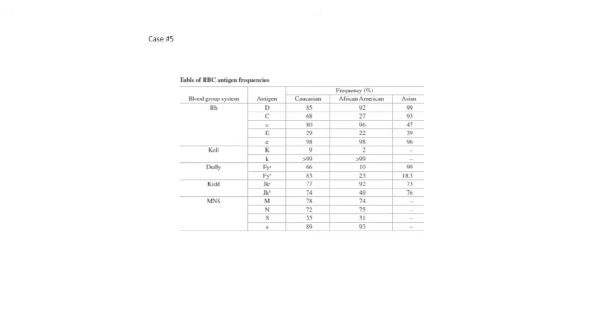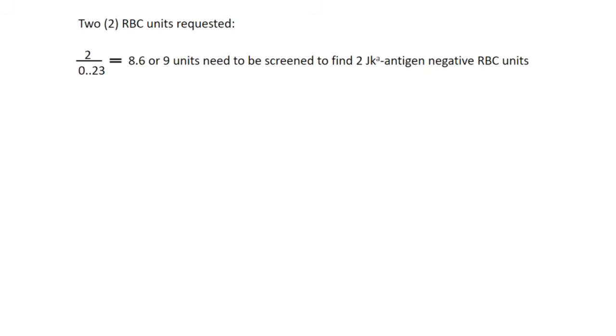So how many red blood cell units would you need to screen in order to find 2 compatible JKA negative units in case the patient needs transfusion? Right. So similar to the previous case, we would look at the table for RBC antigen frequencies, which would show that JKA antigen is approximately 77% in the Caucasian population, and there's a 23% chance of finding an RBC unit that is JKA antigen negative. And as they requested 2 units, we would divide 2 by 0.23. That would give us 8.69. Roughly 9 units would be needed to be screened to find 2 units that are JKA antigen negative.